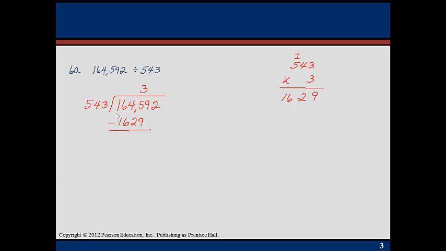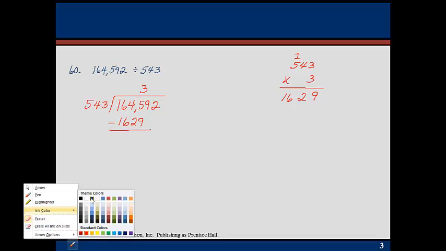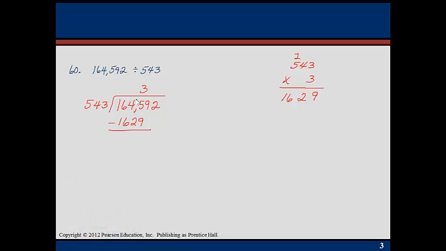And then let's subtract these two. We'll have to borrow from the 4, so it becomes a 3, and the 5 will now be a 15. So 15 minus 9 is 6, and then 3 minus 2 is 1. And then let's drop down the next digit, which is the 9. So we're going to say how many times does 543 go into 169? It goes 0 times, so we'll write the 0. And then 0 times 543 is 0. And we'll subtract. We have 169. And then let's drop down the next digit, which is the 2.